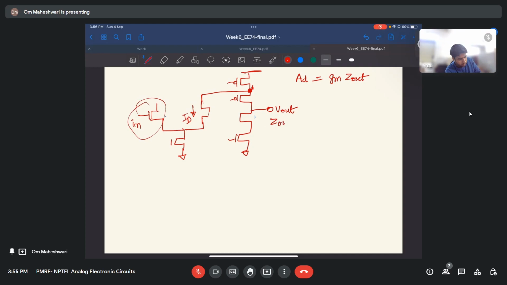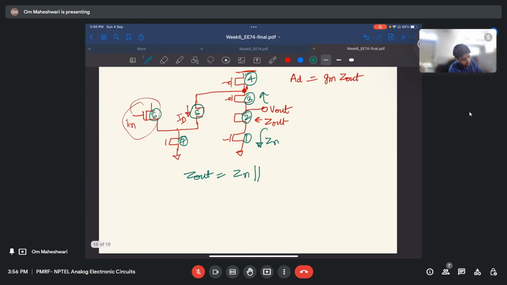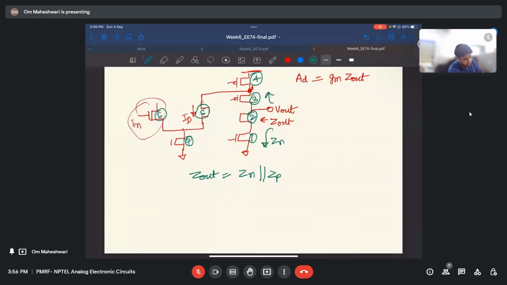So what will be Z out? Let us say this is the NMOS part. Let me number the transistors: 1, 2, 3, 4, 5, 6, 7. Anyway, Z out will be Zn, let's say this is Zn, parallel with Zp, right? So Zn is what?